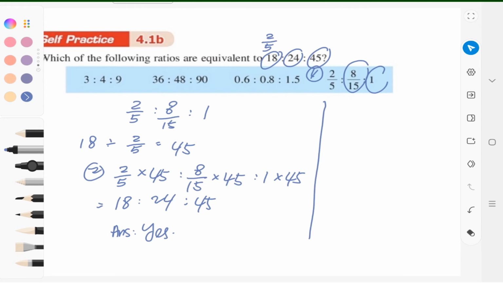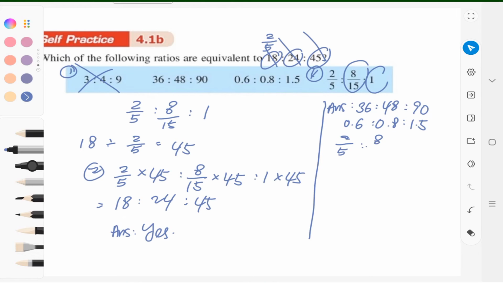So in conclusion, only the first ratio is not equal to 18, 24, and 45. So the answer is 36 to 48 to 90, 0.6 to 0.8 to 1.5, and 2 over 5 to 8 over 15 to 1. Only these three are equal to 18 to 24 to 45.